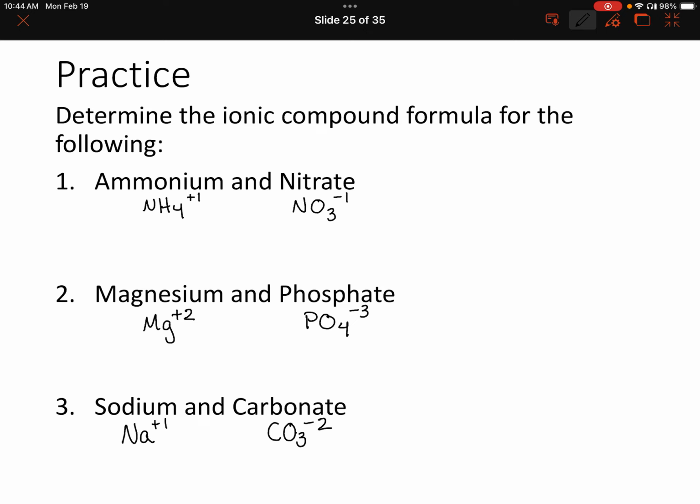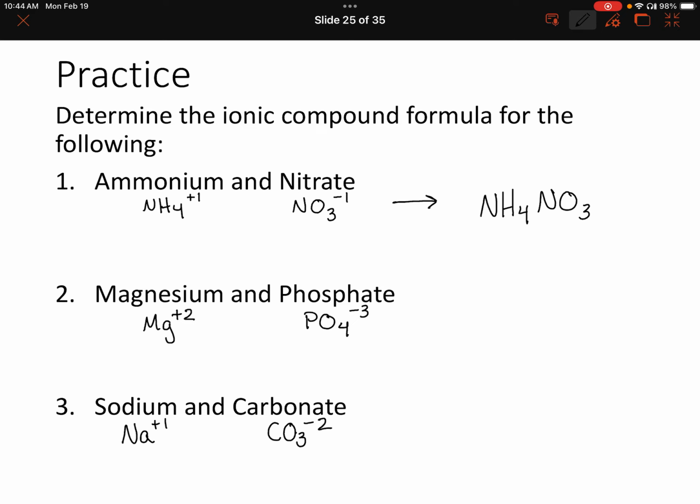All right, so let's see if we have the same answers. So it looks like in number 1, ammonium and nitrate, their charges are going to balance. We have plus 1 and minus 1. So we can just write that as, oh, my iPad wanted to zoom in. We can just write that as NH4NO3. And we don't need any parentheses because we just have one of each. So we just write them right next to each other.